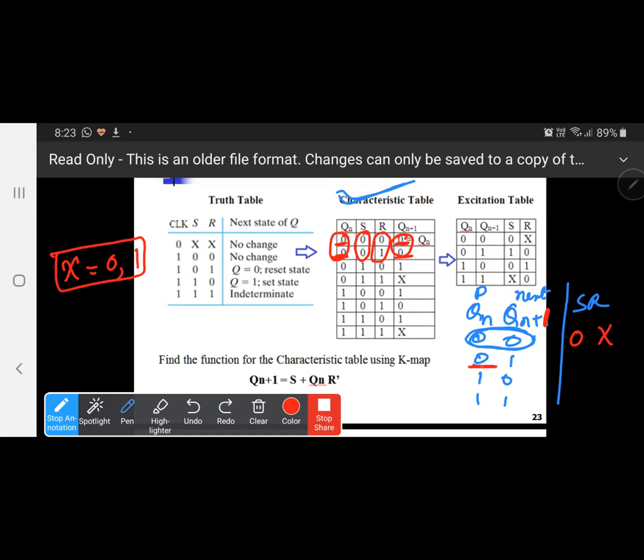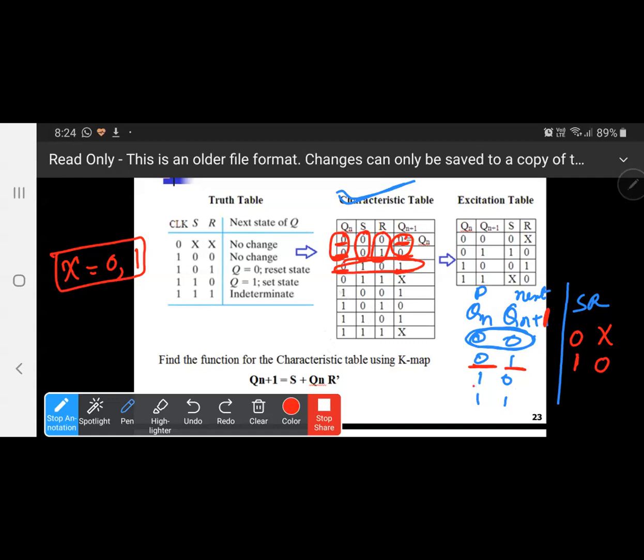Now Qn is 0, and we want Qn plus 1 to be 1. Check, do we have any other possible way for this condition also? No, we don't have. So what is the value of S? S is 1, R is 0. Clear or not? Okay.